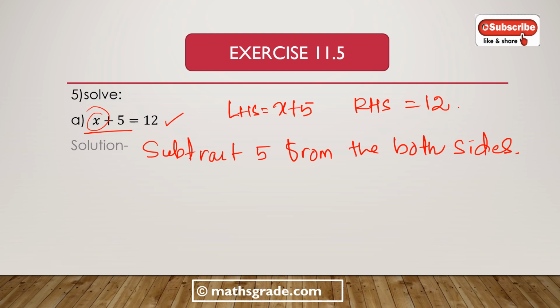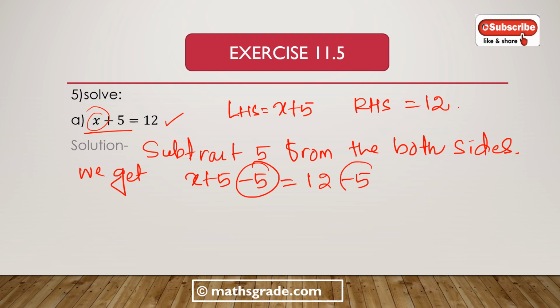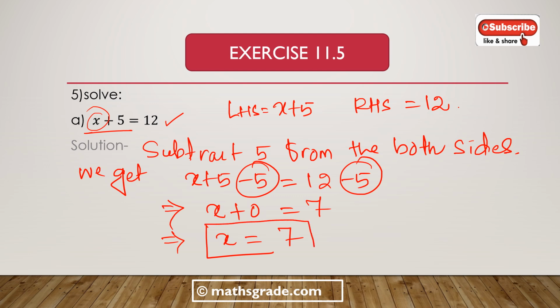Now subtracting 5 from both sides we get x plus 5 minus 5 equal to 12 minus 5. Now on the left hand side, x plus 5 minus 5 will be cancelled, that is 0. Then x plus 0 equal to 12 minus 5 is 7, and x plus 0 is x, so x equal to 7. This is the solution for this equation.